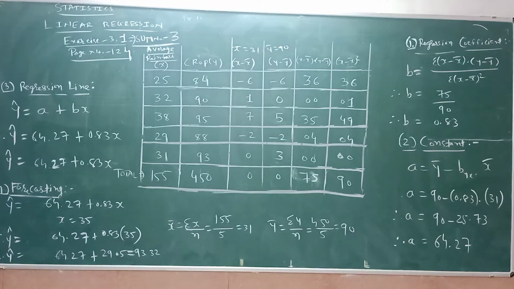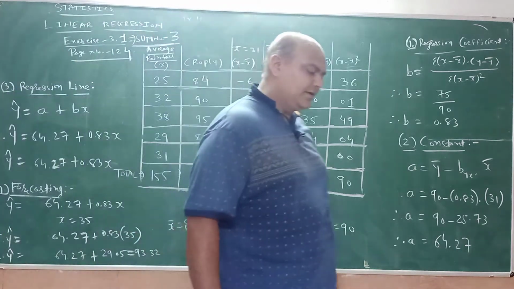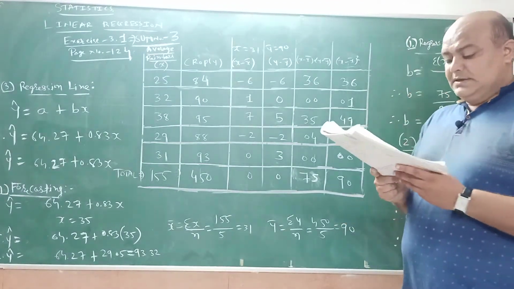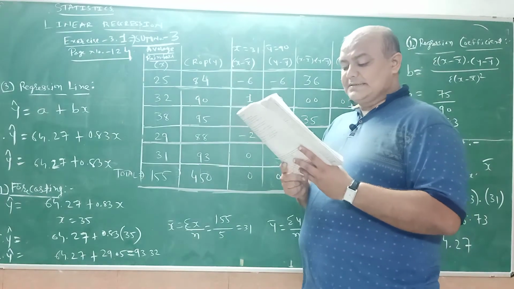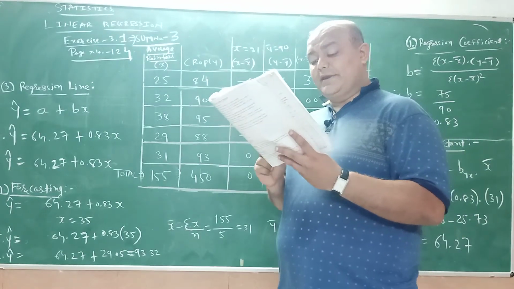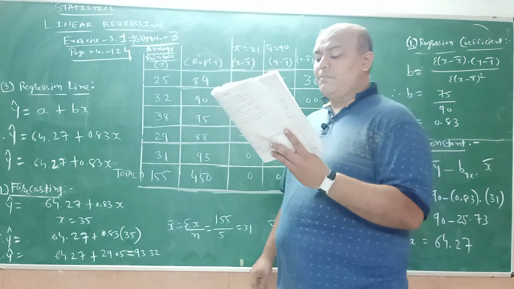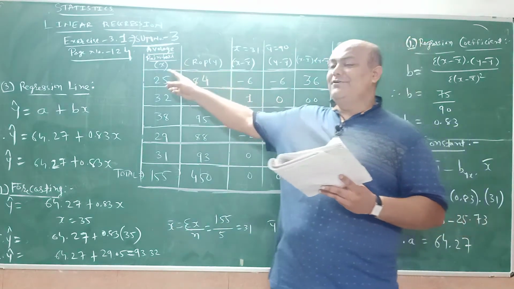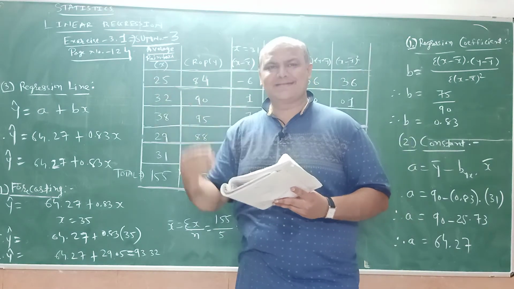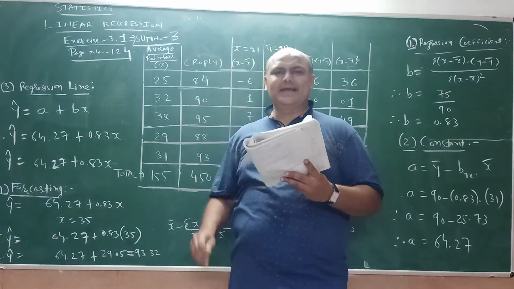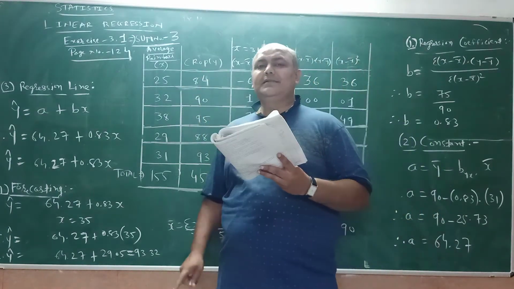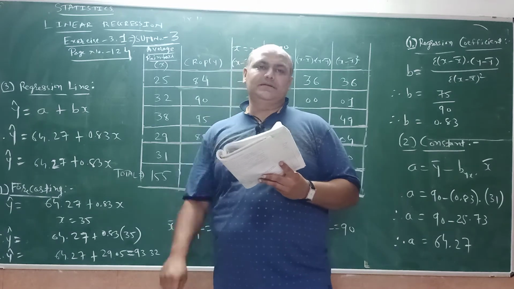Last step, if they ask for forecasting. Let's see from the question whether they ask for forecasting or not. Yes, they ask for forecasting. The last sentence is find the regression line of production of crop on rainfall. Production of crop means y, on rainfall means x. So it is y on x, that's why I am writing byx. And estimate. This estimate is called forecasting, students.